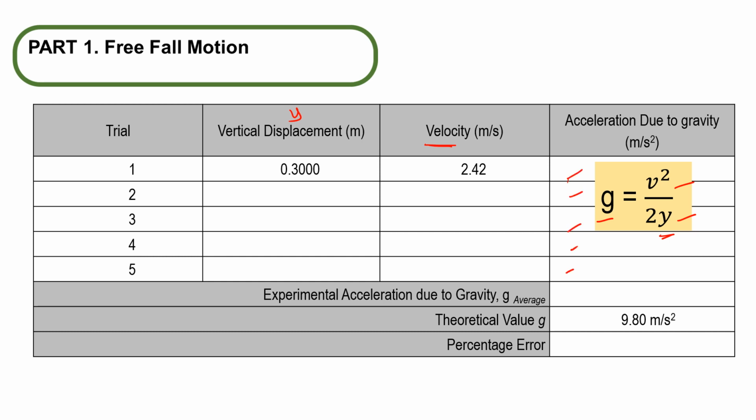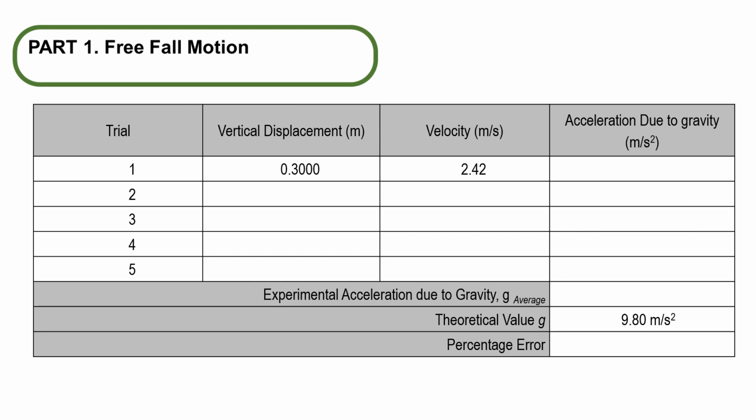After getting the acceleration due to gravity for trials 1, 2, 3, 4, and 5, we need to get the average. To compute the average experimental acceleration due to gravity, we just have to add the 5 values and then divide by 5, and we get the experimental acceleration due to gravity, which is the average value.